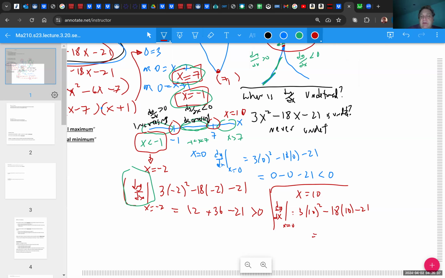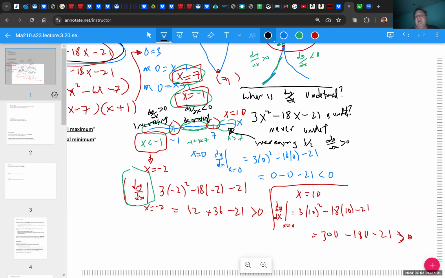And 10 squared is 100 times 3 is 300. Minus 180 minus 21. So this is greater than 0. 300 minus 180 minus 21 is greater than 0. So I know this last bit is going to be increasing. Over here, I'm running out of space. So this is increasing because it has a positive derivative there, because the derivative is greater than 0.